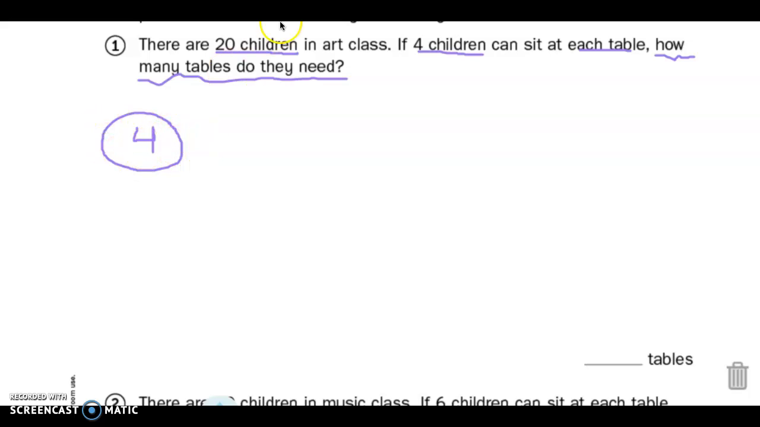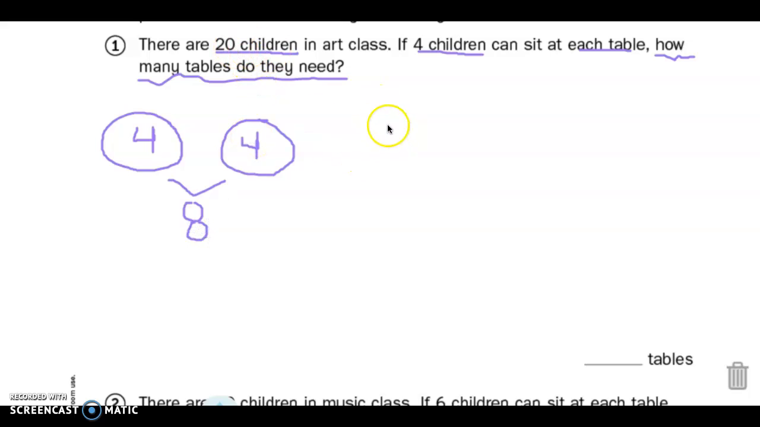Can I just have 1 table? Is that enough for 20 children? No, we still need some more. So I'm going to draw another table. And another 4 kids can go at this table. Are we there yet? Well, what's 4 plus 4? 4 plus 4 is 8. Are we at 20 yet? Nope, I'm going to keep going.